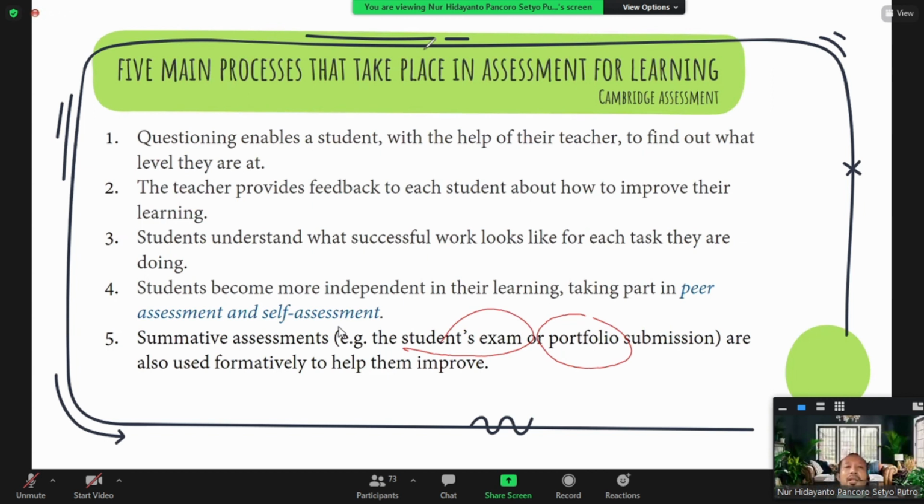A good progress is from 20 to 70, but 91 to 92 might not be an excellent progress. Okay, so how do we know this progress? We can only know this progress from our students' portfolio.